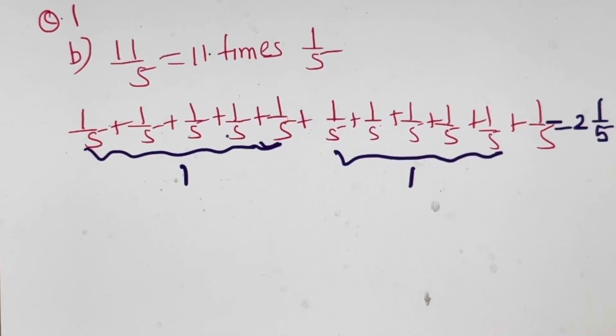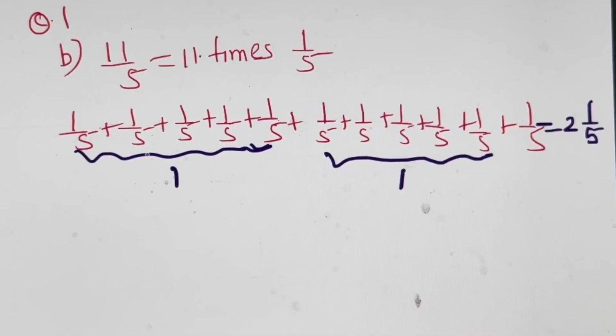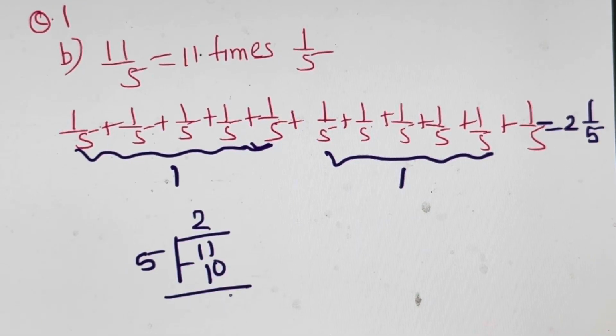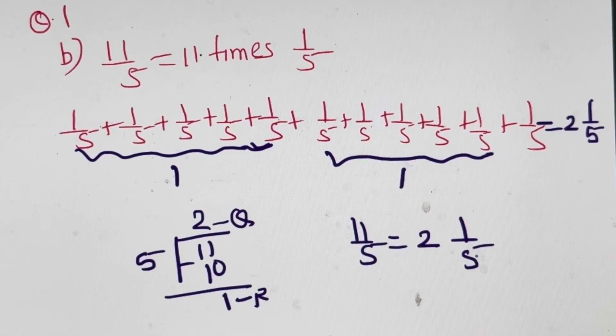Now for such numbers like 11 upon 5, 11 times 1 upon 5 is time consuming. This I told you for understanding the concept. If you want to do it directly, you will divide 11 by 5. 5 twos are 10 and you get the remainder as 1. This is your quotient. So 11 upon 5 can be written as 2 whole 1 upon 5, where 2 is the quotient, 1 is the remainder, and 5 is the divisor.